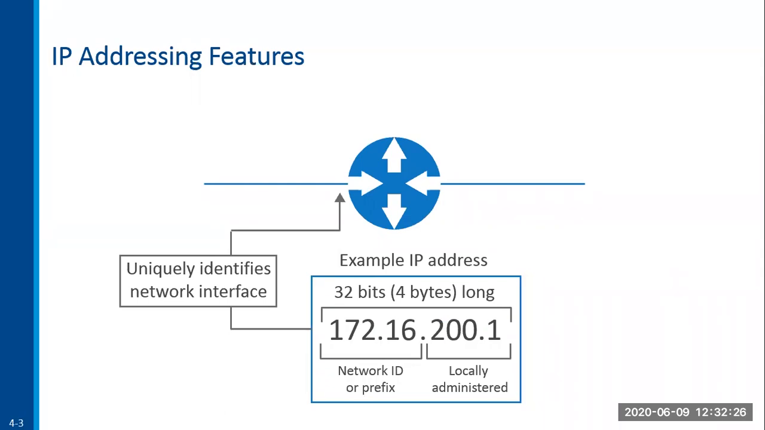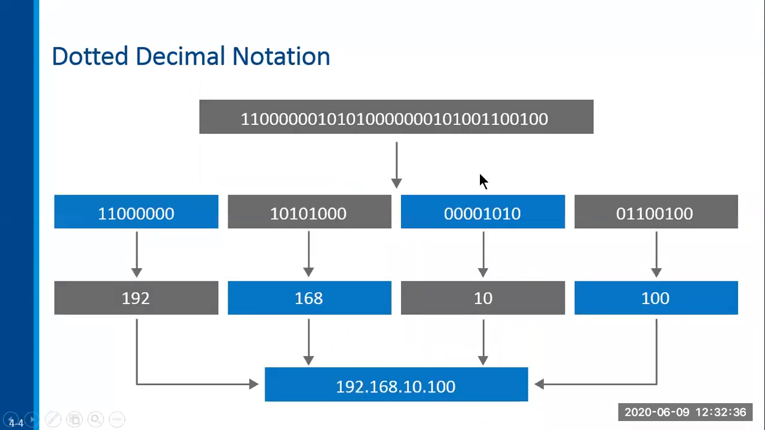And we are talking about IP version 4 here, of course, not version 6. IP addresses are 32 bits long. Now, we typically write them in what is called the dotted decimal notation. This is what an IP address looks like.